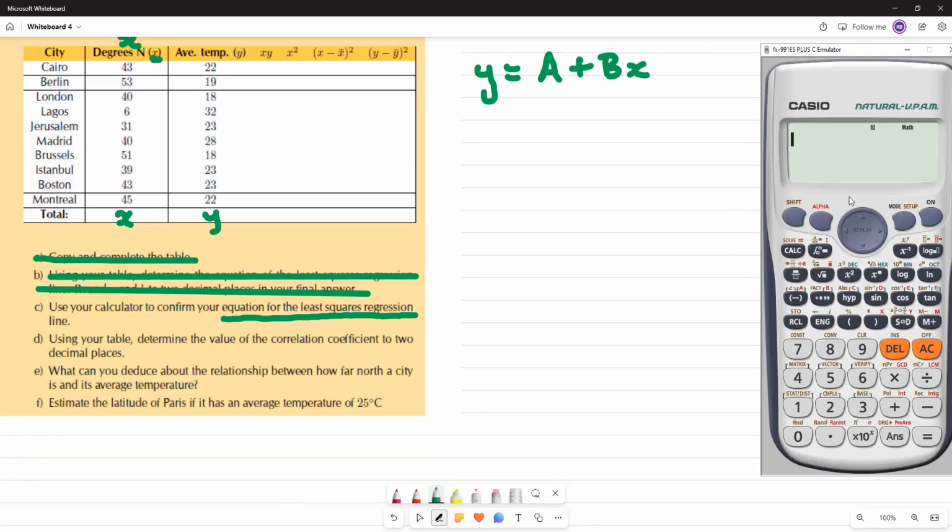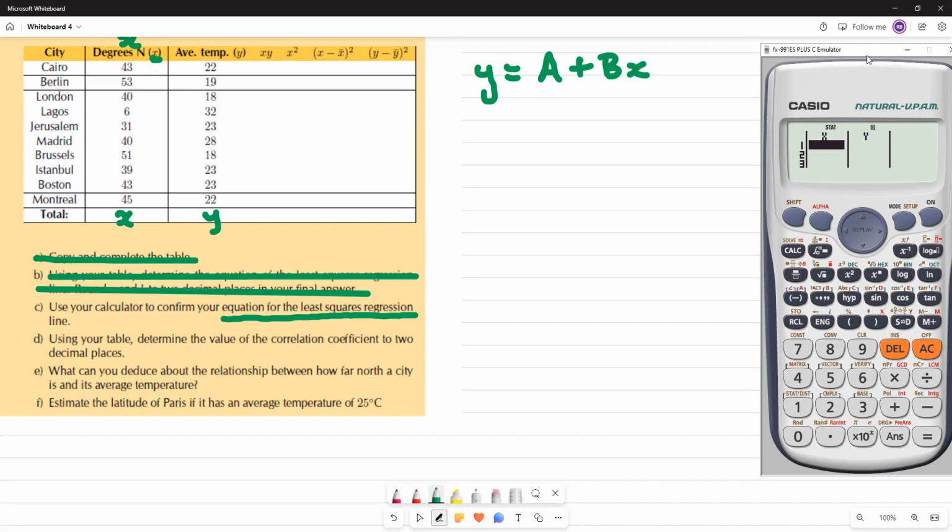So the first thing you do, you go to mode, and then you go to stats, which is 3. Some calculators have stats on 2, but mine says 3. So I press stats, which is 3. And for grade 12, a plus bx is the least squares regression line. So I'm going to press 2 in this case.